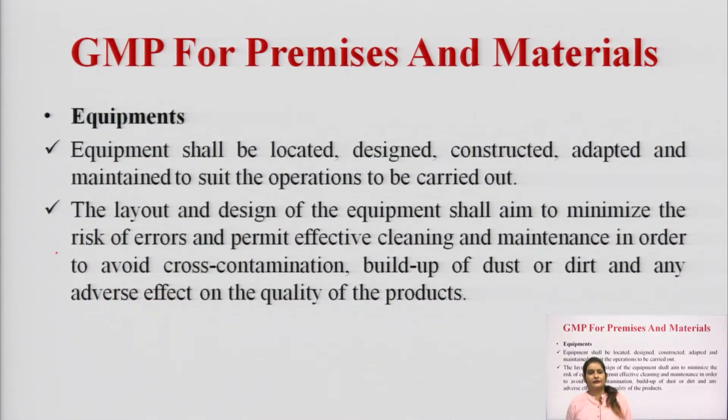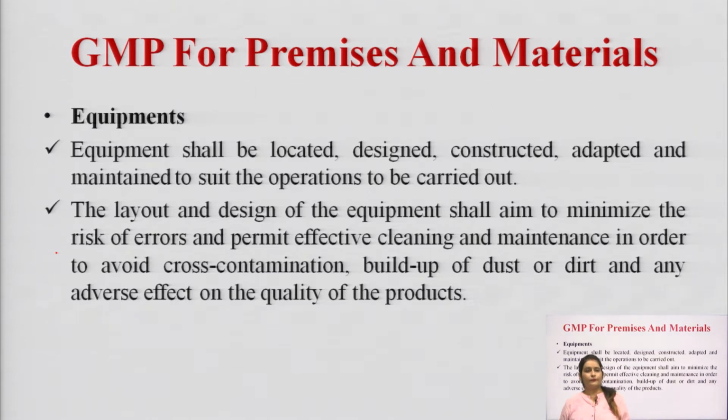Good manufacturing practices for premises and materials, the general requirements, as we also discussed in lecture number 9. The rest of the general requirements are required while running pharmaceutical industries according to good manufacturing practices for premises and materials. The equipment shall be located, designed, constructed, adapted and maintained to suit the operation to be carried out. The layout and design of equipment shall aim to minimize the risk of error.